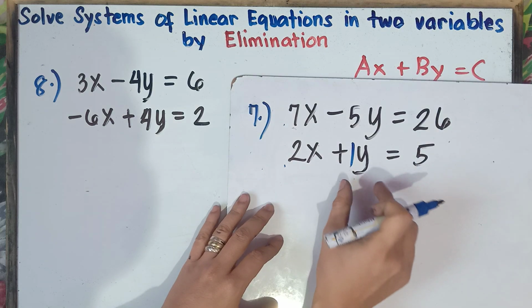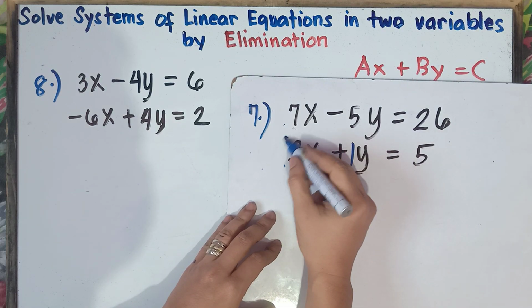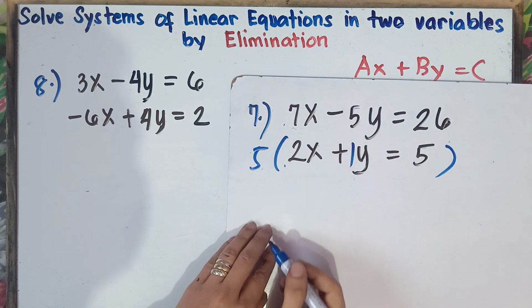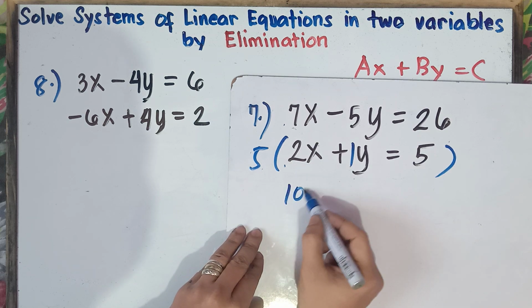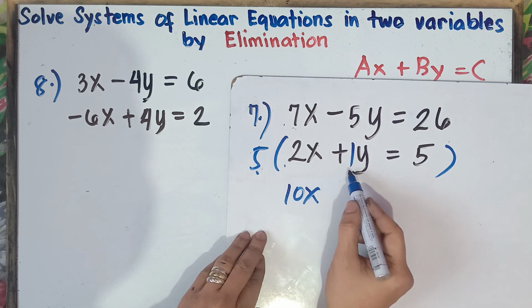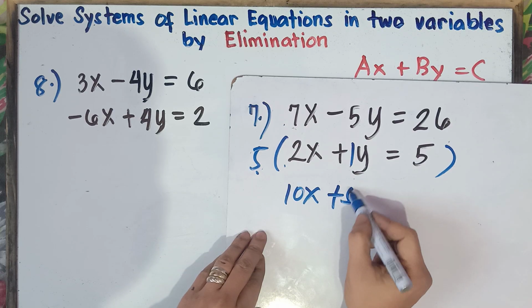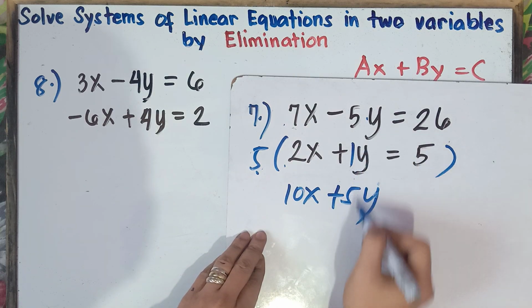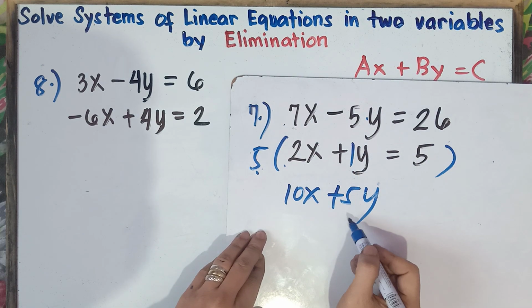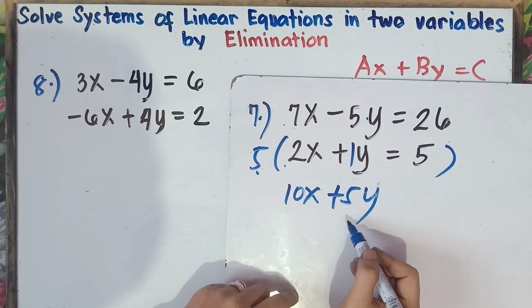Now, you want to eliminate y, therefore, you need to multiply the second equation by positive 5. Because 5 times 2x, that would be 10x. 5 times positive 1y, that would be positive 5y. And then we can just simply eliminate negative 5y and then positive 5y. We can just simply eliminate y.